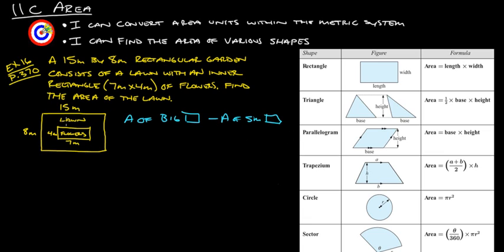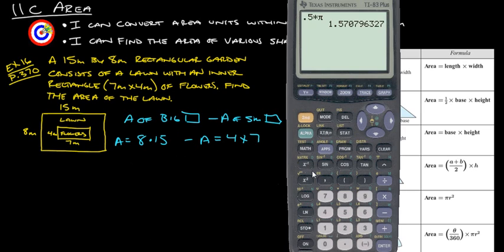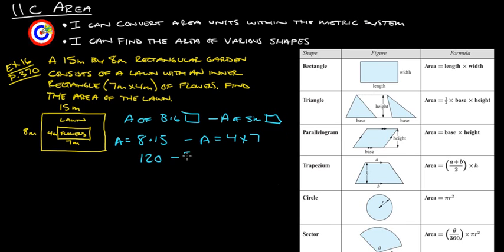Alright. So area of the big rectangle is 8 by 15. And then again, we're going to subtract the area of the small rectangle, which is 4 by 7. So let's see, 8 by 15 gives us 120. So we get 120 minus 28, and we get that the total area should equal what? 92 meters squared, or 92 square meters.